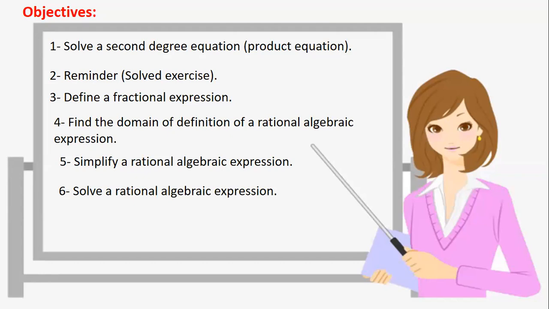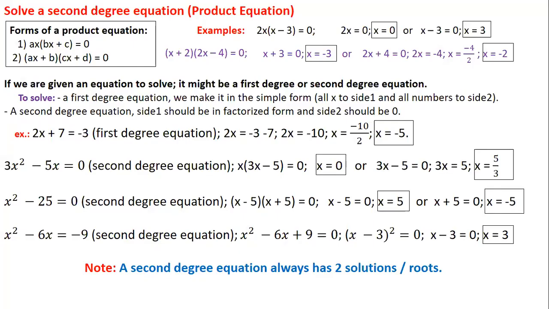Number 5, simplify a rational or fractional algebraic expression. Number 6, solve a rational or a fractional algebraic expression. So rational or fractional expression, it is the same. So we will start with objective number 1. Solve a second degree equation, which we call a product equation.